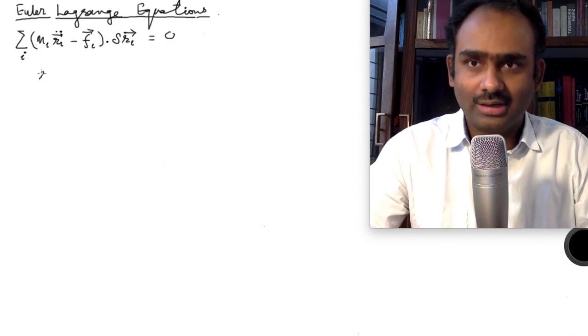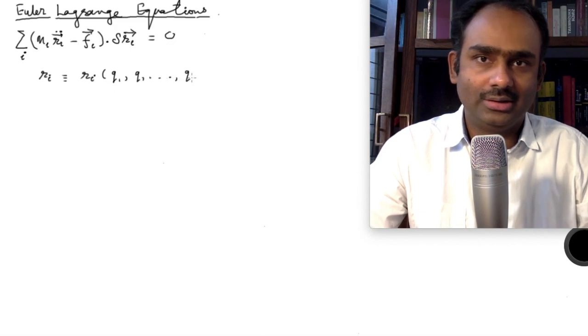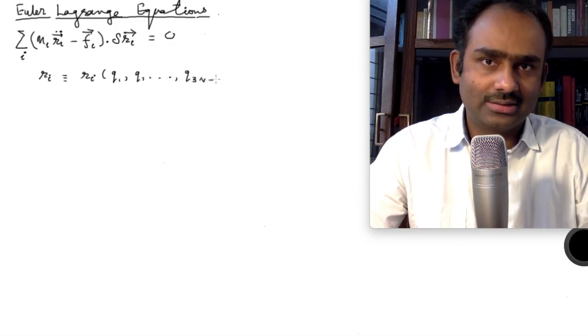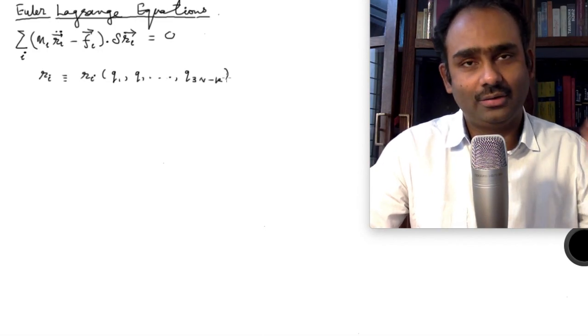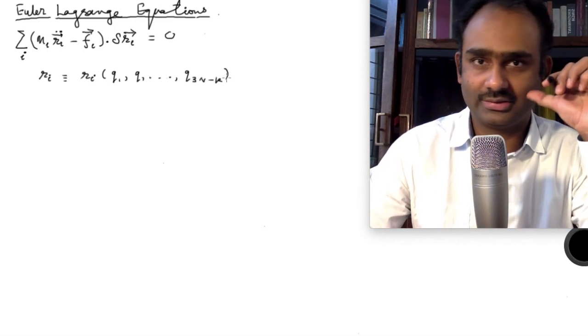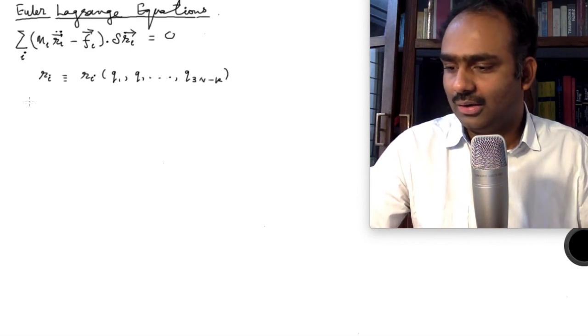is the relation. So I have r_i, okay, they are functions of all the coordinates Q's. And they are 3n minus k, where k is the total number of independent constraints. And we have already assumed that we have holonomic constraints, okay? That's good.